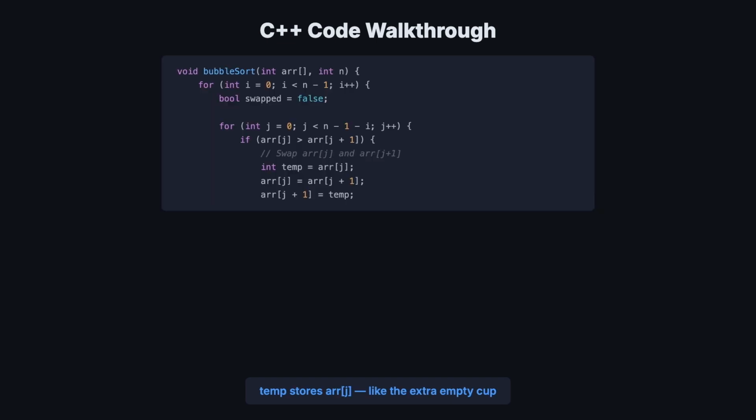That's exactly what these 3 lines do. Temp is the extra cup. Without it, we'd lose a value the moment we overwrite. Flag turns green. Something moved this pass. After the inner loop, if the flag is still false, nothing moved, already sorted, we stop.